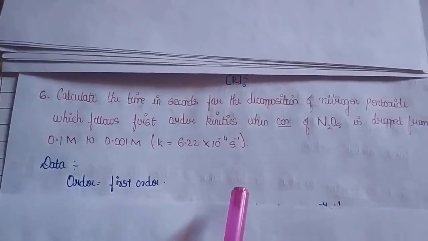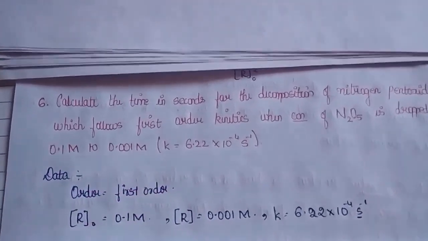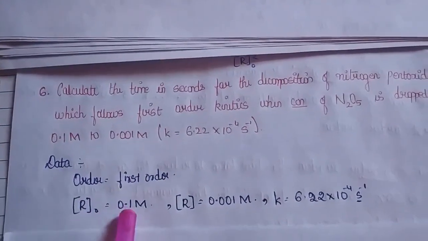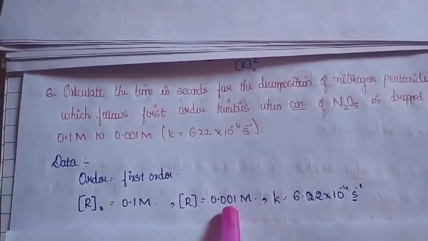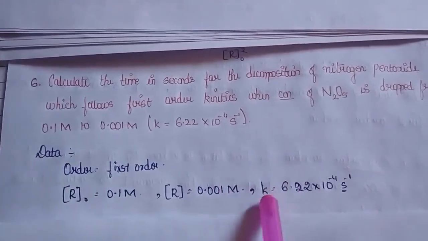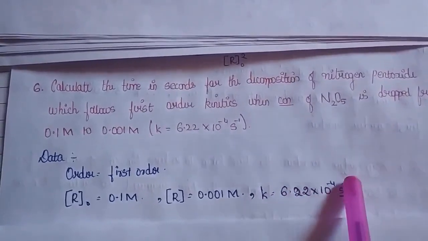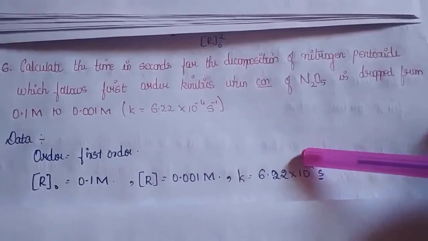So whenever you are writing a problem, what are the things you first have to write? The data given. What is the data? First of all, we know that the order is first order. Initial concentration, R0, is 0.1 molar. Final concentration is 0.001 molar. Then the rate constant is 6.22 times 10 to the power of minus 4 per second. So remember, data is a must.